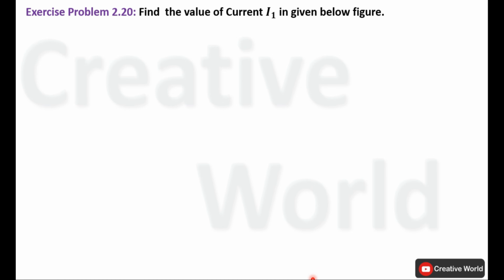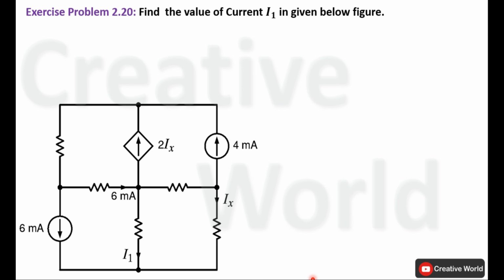Exercise problem number 2.20. Find the value of current I1 in the given figure. This is the circuit diagram of the given problem. We have to find the value of current I1 inside this circuit. So without wasting time, let's proceed towards the solution.